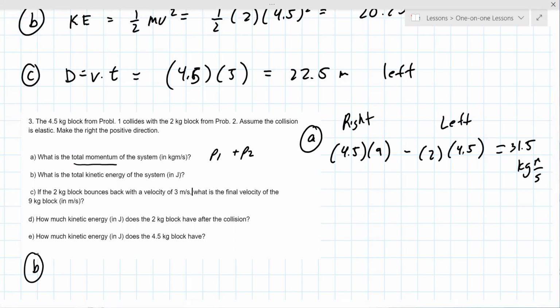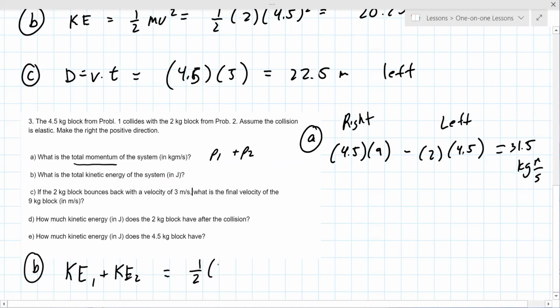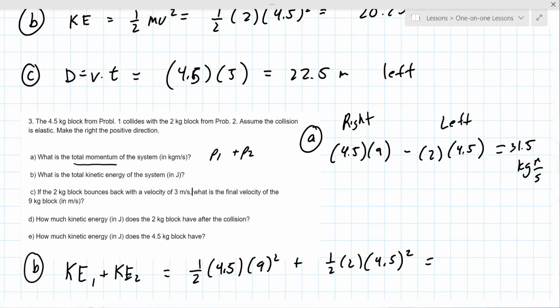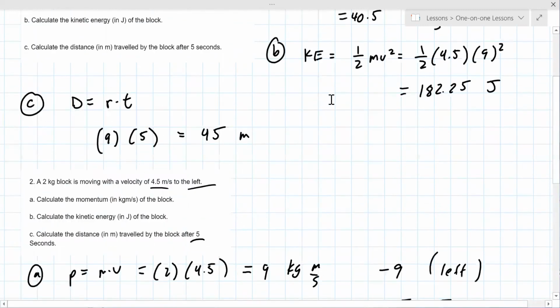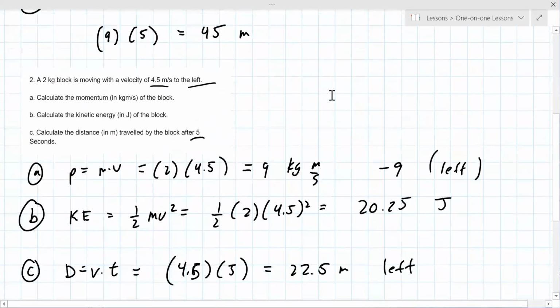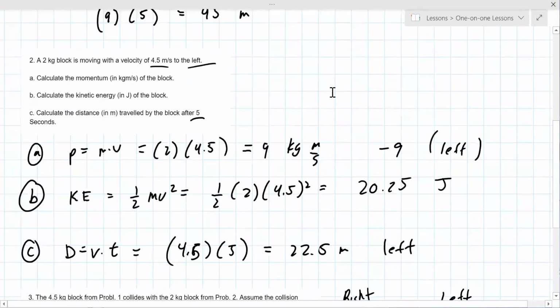Now, what's the total kinetic energy of the system? So you got the kinetic energy of the first one plus the kinetic energy of the second one. The energies are just added together. So it's 1/2 times 4.5 times 9 squared plus 1/2 times 2 times 4.5 squared. You're just adding those numbers that you got earlier. So you've got 20.25 from B and 182.25.